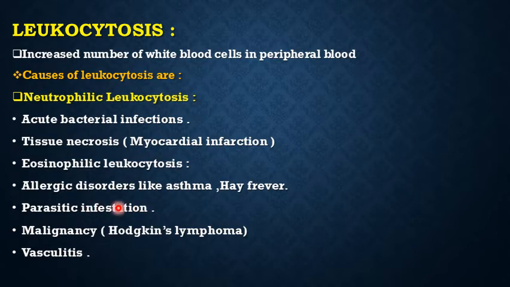Parasitic infection or infestation also contributes to the increase in the level of eosinophils in the blood. Some malignancies, as in Hodgkin lymphoma, might also lead to eosinophilia, and so might vasculitis. Vasculitis is an inflammation of the blood vessels, most of them autoimmune. There are many types of vasculitis, as I think you already covered in the cardiovascular module. Some of them are associated with eosinophilia.